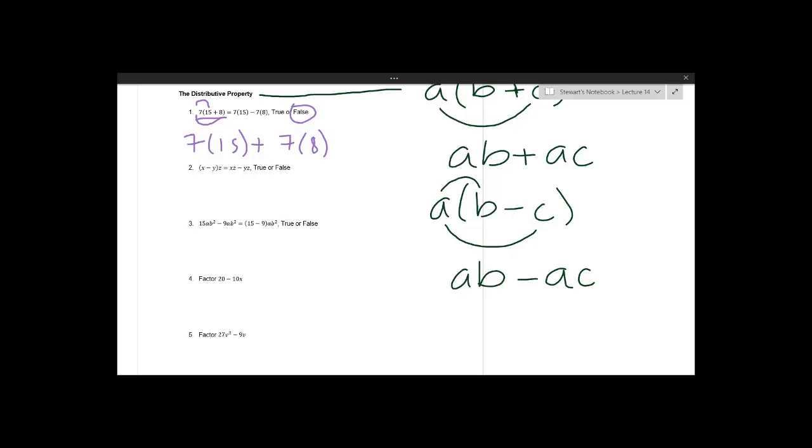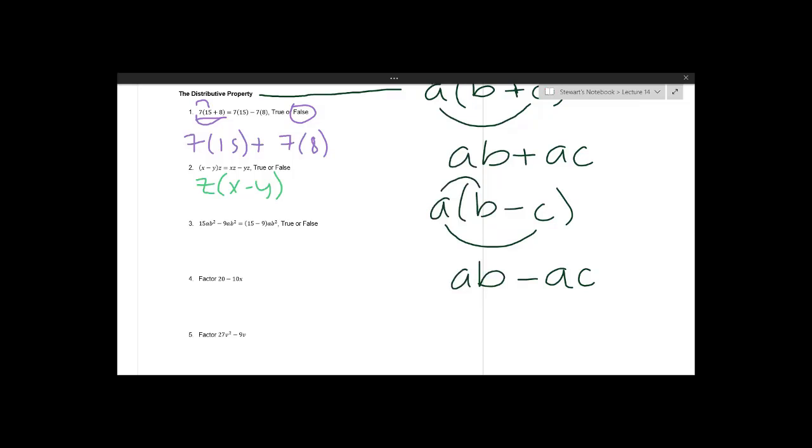Okay, so the next one is also true or false. The quantity x minus y times z is equal to xz minus yz. Is this true or false? Okay, so once again, let's do this. If it helps, multiplication is commutative, meaning you can multiply in any order. So I'm going to switch the z to be in front just so it's consistent with what we were doing before. You're welcome to do this too.